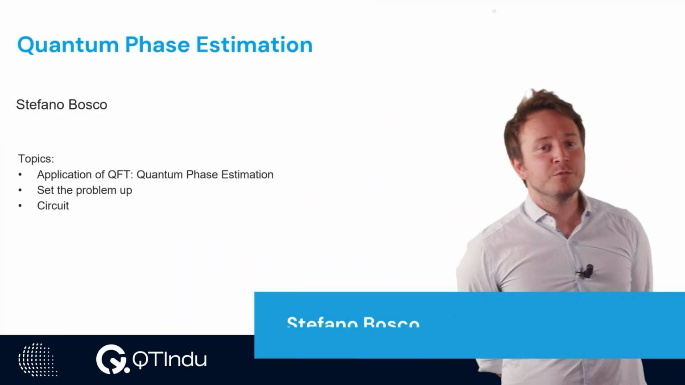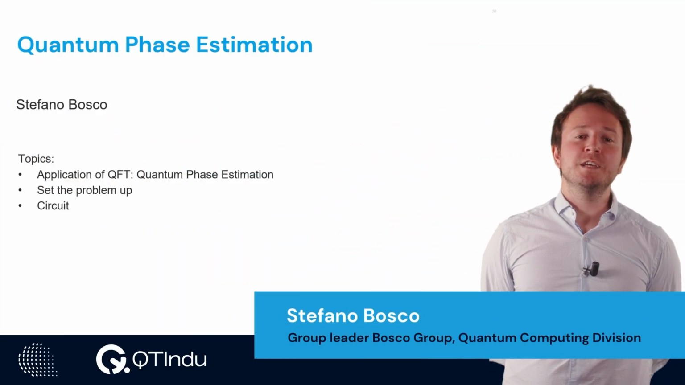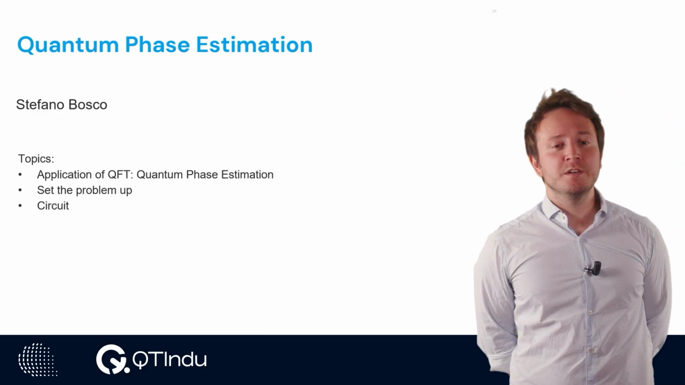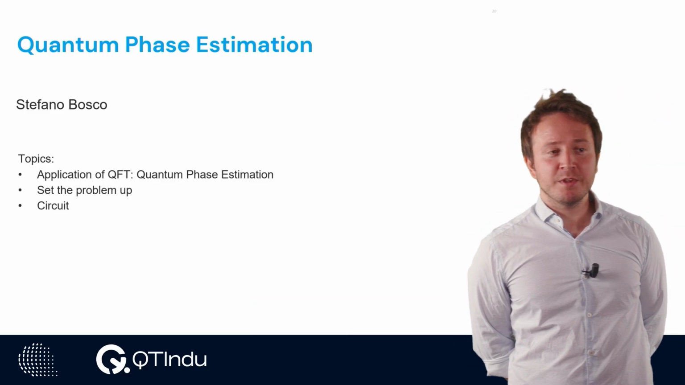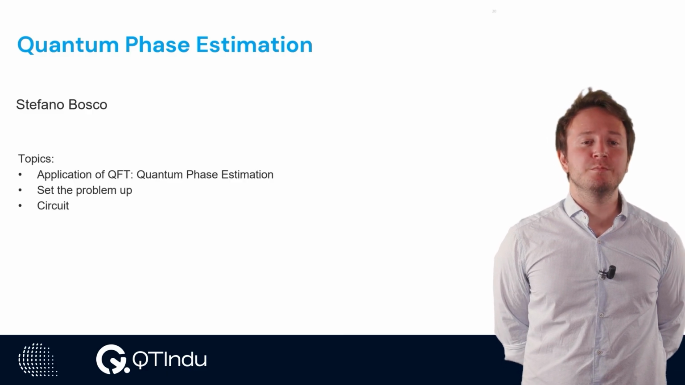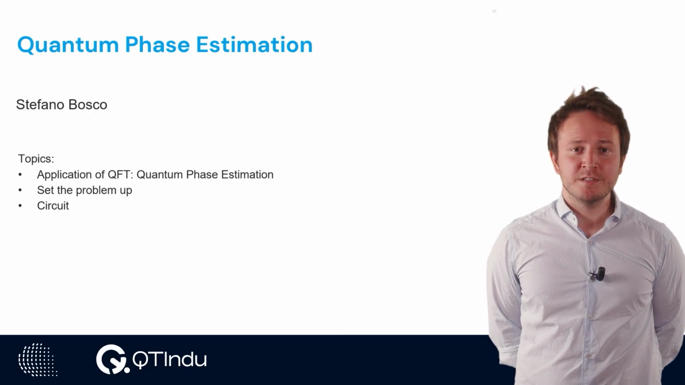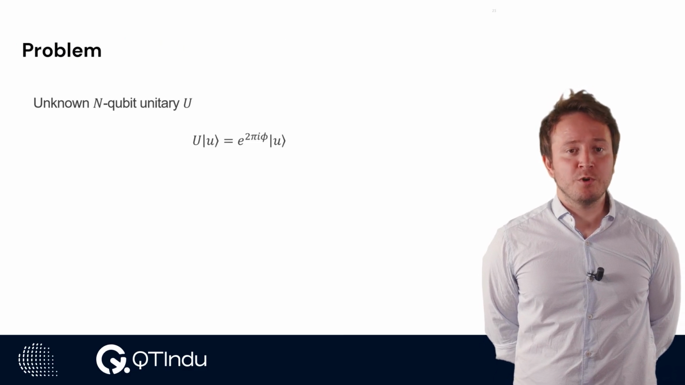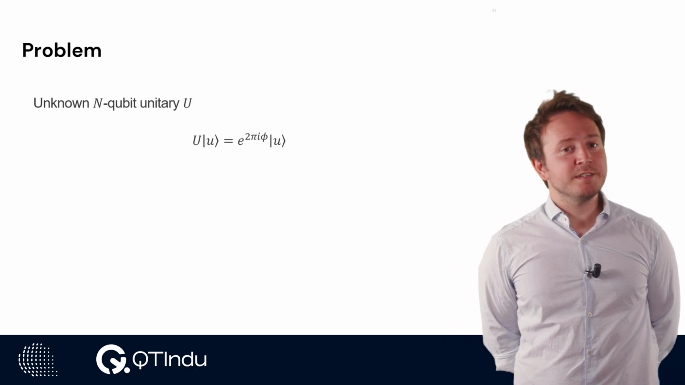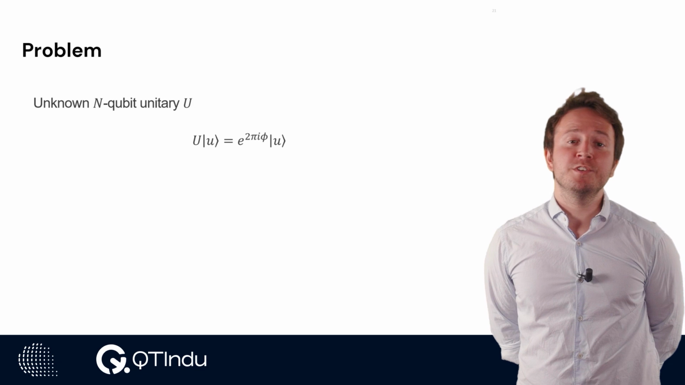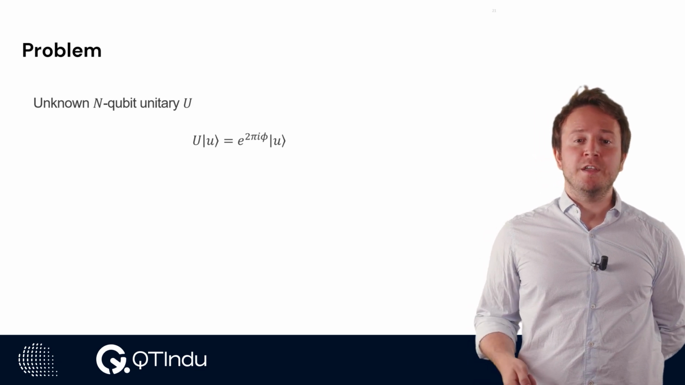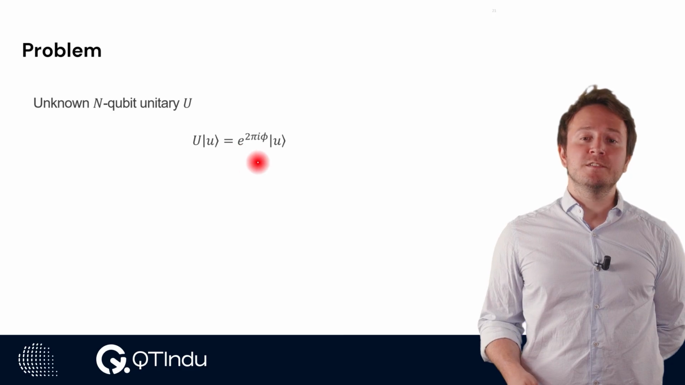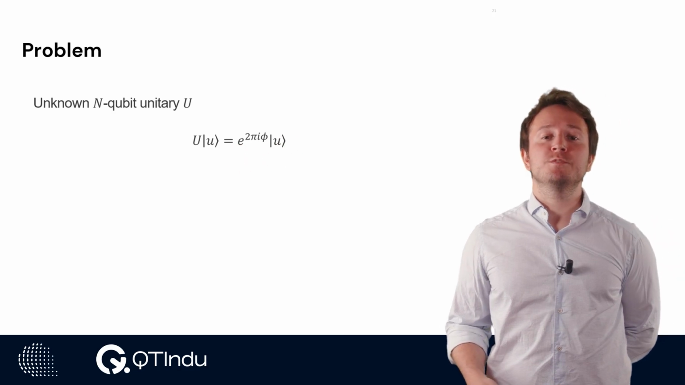Welcome back. Today we will discuss an application of the quantum Fourier transform, that is the quantum phase estimation algorithm. We will first set the problem up, and then we will directly dive into it by applying a circuit that will do the job. Now the problem is that we have an unknown n-qubit unitary U that acts on an eigenstate in the following form. Essentially it gives a phase to a certain eigenstate, small u.